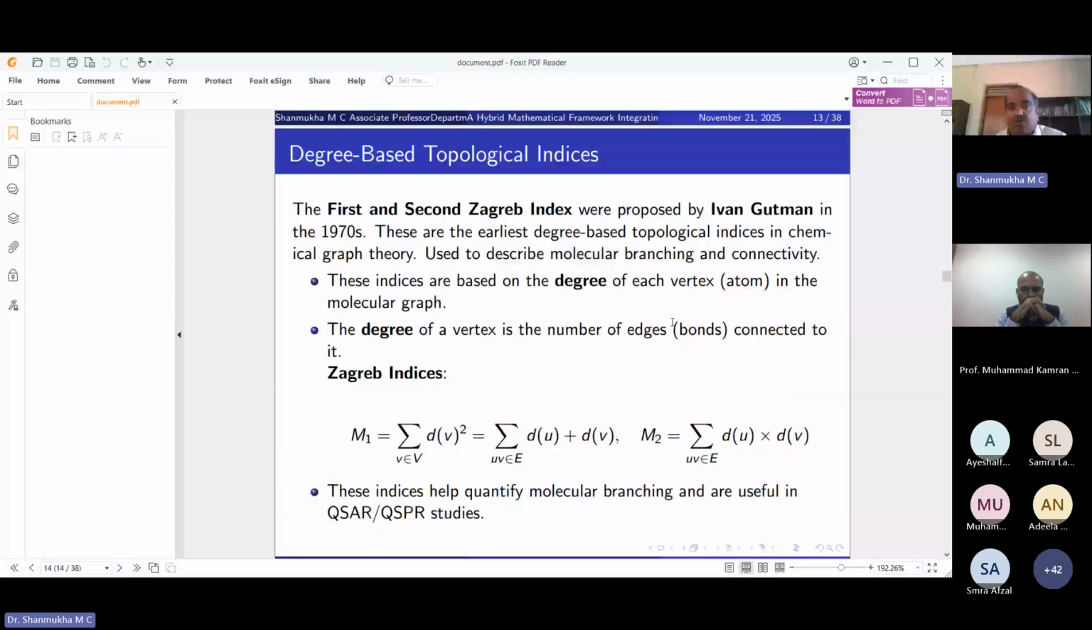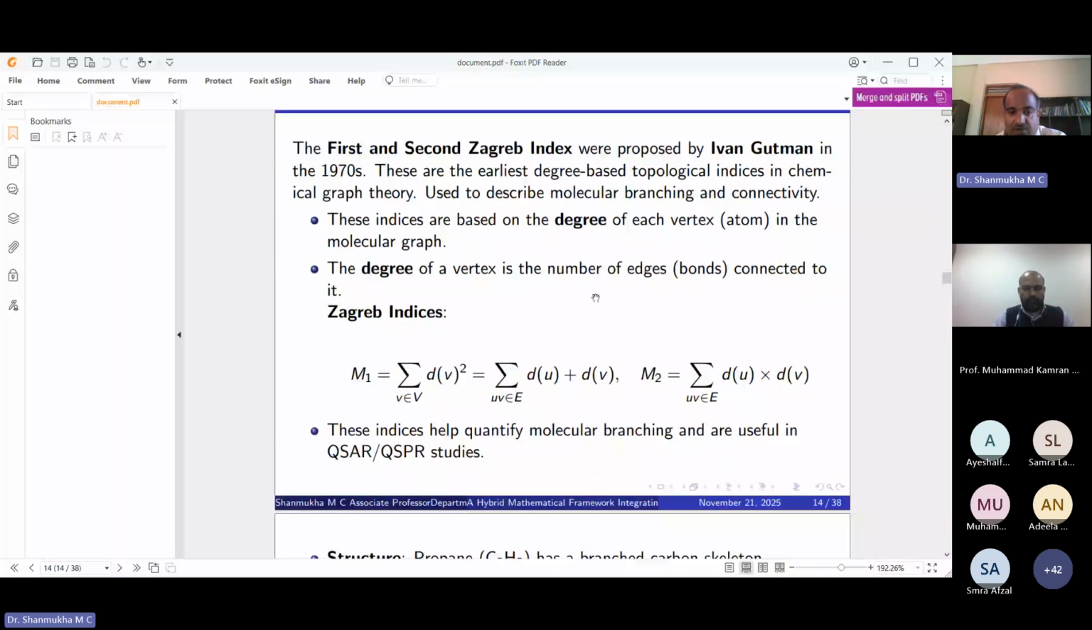Then we move on to degree based topological indices. The first and second Zagreb indices were proposed by Ivan Gutman in the 1970s. These are the earliest degree based topological indices in chemical graph theory, used to describe molecular branching and connectivity. These indices are based on the degree of each vertex in the molecular graph. The degree of a vertex is the number of edges connected to it.